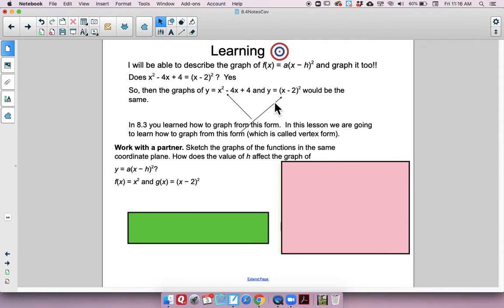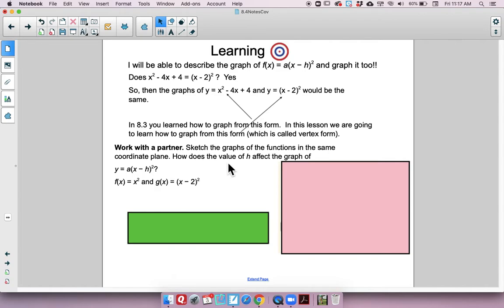And yeah, I know you might be saying, well, we could just multiply this out and then do it the way we just learned. True, but there's going to be a much faster, easier method that we can use to graph this. Okay. All right. So you won't work with a partner, but you'll work with me. How great. Sketch the graphs of the functions in the same coordinate plane.